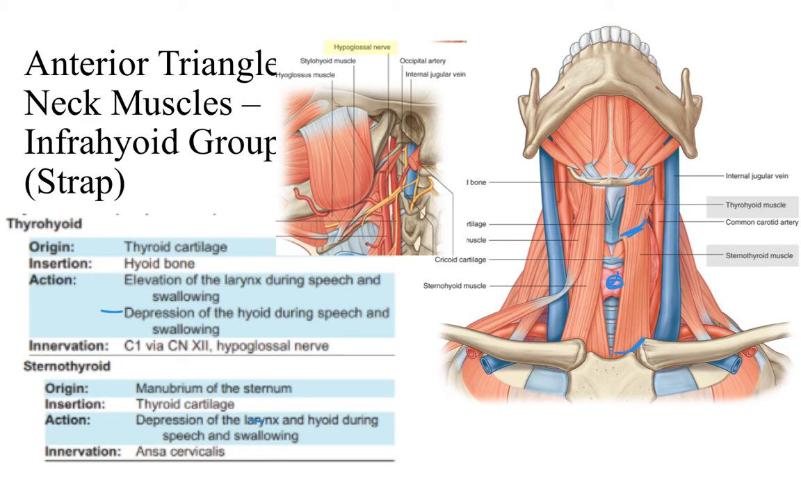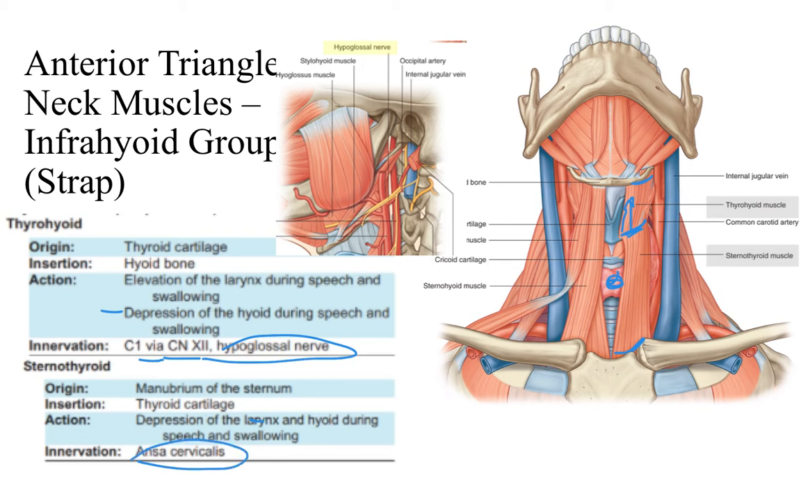But one other function that the thyrohyoid has is that it's able to elevate the larynx. So if it contracts, it can pull the larynx up during speech and swallowing as well. The thyrohyoid muscle is innervated by C1 via the cranial nerve 12, the hypoglossal nerve. And the sternothyroid is innervated by the ansa cervicalis, which we saw in the previous picture.